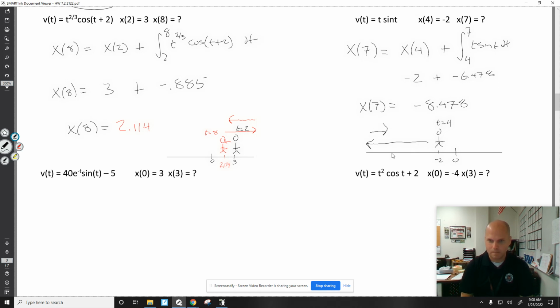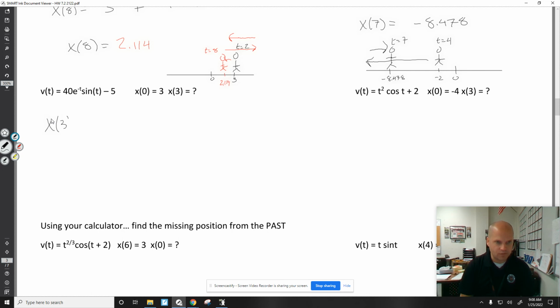Where do I end up? My overall displacement was -6.478 meters. I end up at a position of -8.478 meters. And here I am at this position after 3 seconds, from the 4th second to the 7th second. Okay? And it's important to keep this idea in our brains for the next lesson when we're talking about where we have max and min positions.